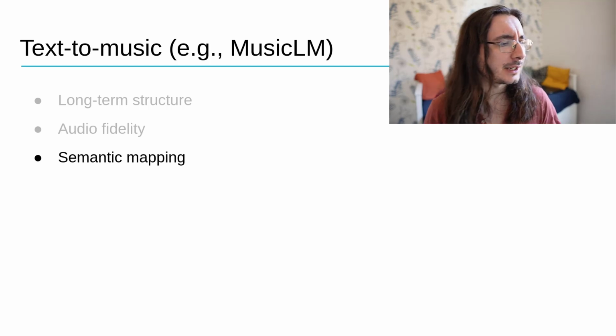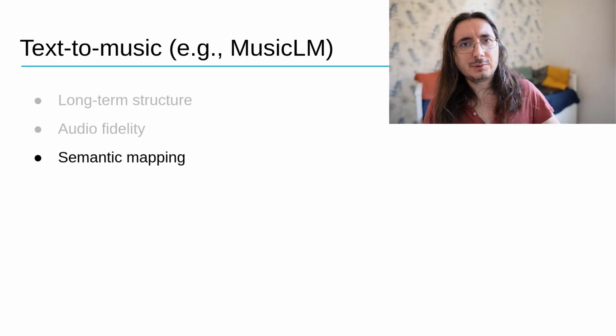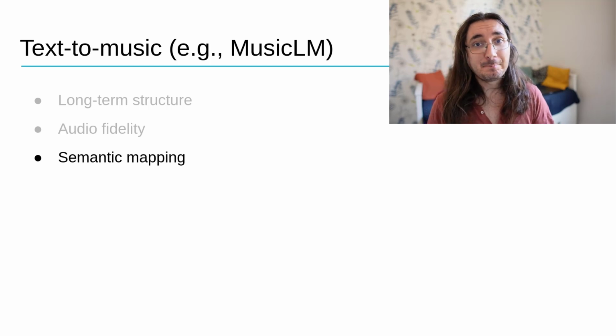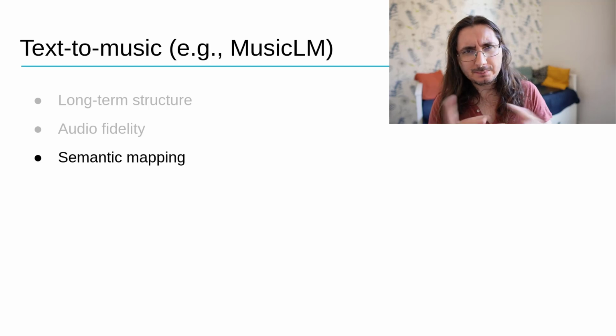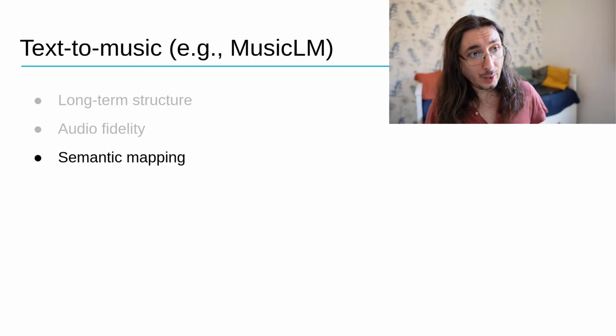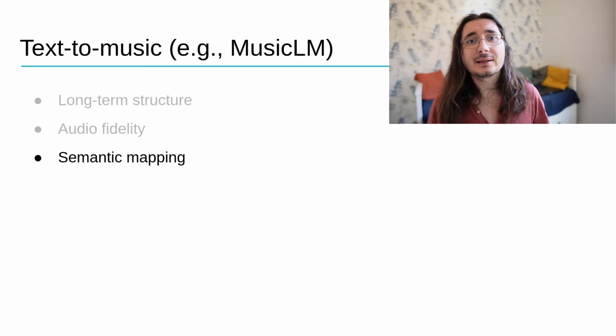Another issue that's quite intrinsic to text-to-music models is that of semantic mapping. This is inherent to music. What do I mean by that? Well, there's a huge issue in finding a good mapping between words and music, and the reason is because there's no objective one-to-one mapping between the two.